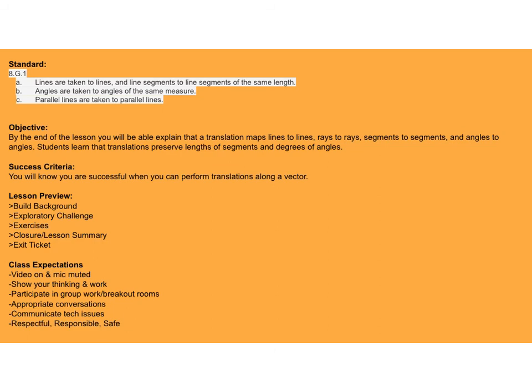All right, we're going to continue with the same standard that we started with yesterday, 8G1: lines taken to lines, segments taken to segments, angles taken to angles, and parallel lines are taken to parallel lines. We'll learn more about what that means today.